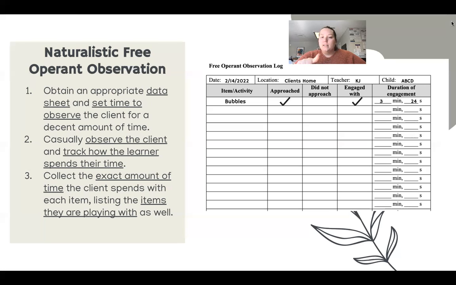And then under item activity, I put bubbles. So then we're going to look at the next 3. Did they approach it? You could put a check mark. Did not approach, you would put a check mark if they didn't. Did they engage with the item? Then you would put a check mark.